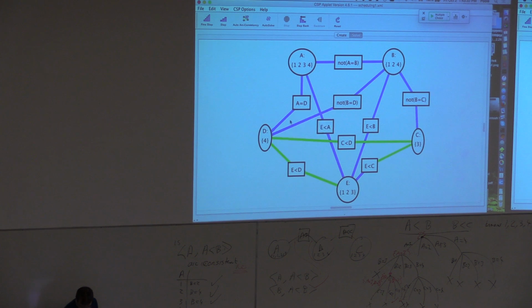All right, now we can prune. A is equal to D, so we can prune that. And A is different to B, so we can prune 4 from B. We can keep. Where's E is less than C? That one? All right. Then I have to prune this one again, do I?